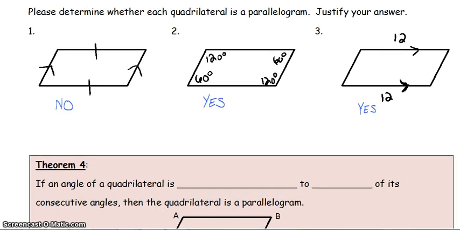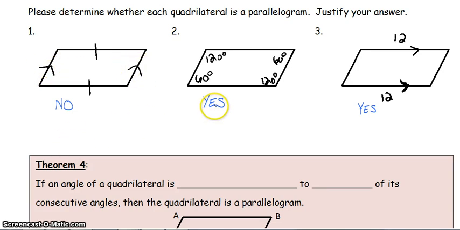Okay, so in number 1, it's not necessarily a parallelogram. They didn't give us one pair of opposite sides being congruent and parallel, or both pairs being congruent. Remember, these arrows mean parallel, not congruent.